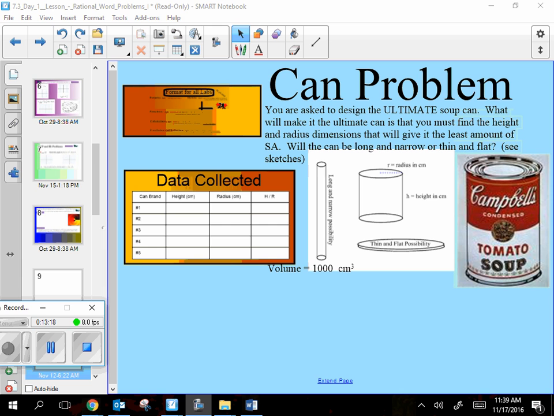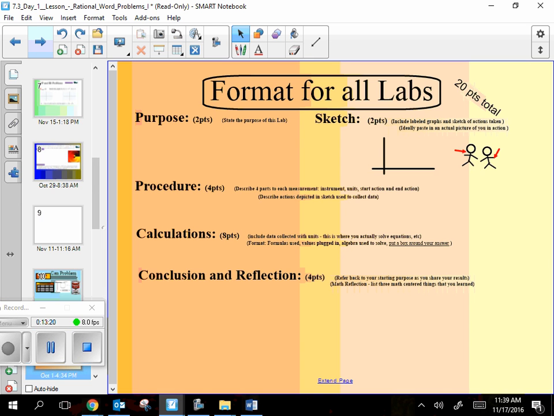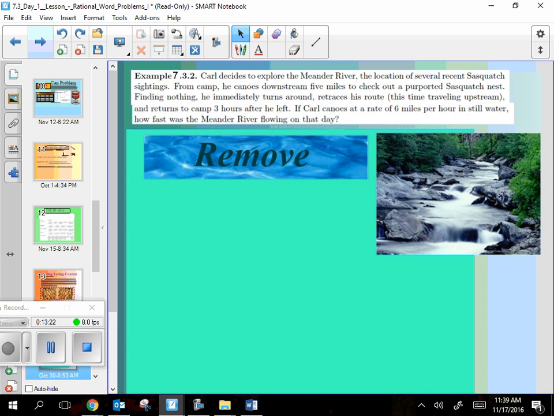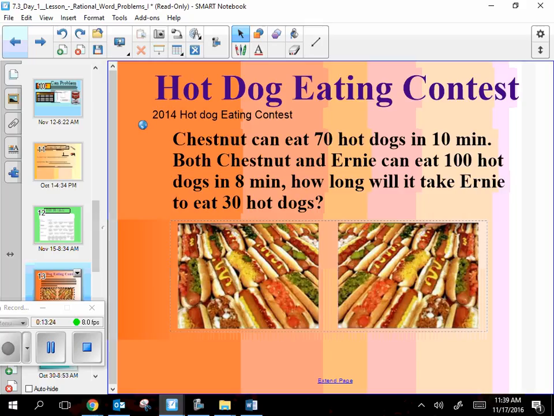I'm going to pause for a second and talk about that for a minute. So enough about the can lab for now. And let's look at the hot dog eating contest. So this is a rate. Now people actually do this. I'm going to show you a little video clip. If you want to go look, just Google hot dog eating contest on the search bar in YouTube, and you'd find these. I'll pause while we play that.